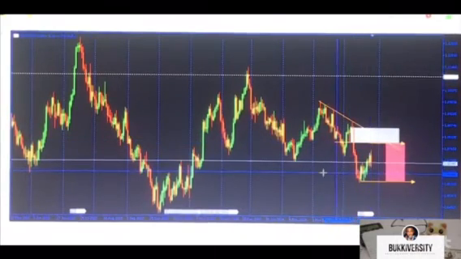Alright guys, that'll be all. Alright, we've seen the analysis that we've done, we've seen the potential movements that we're expecting this week. We can tap into these trades and then make possible profits within the week.